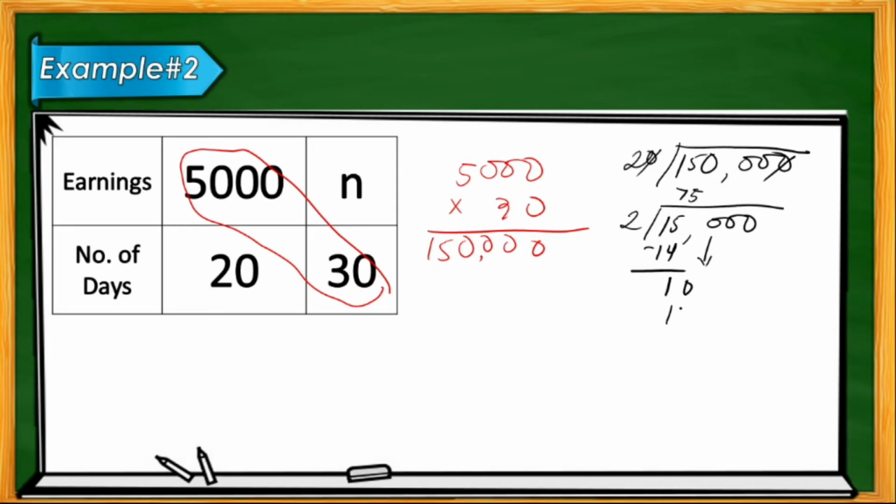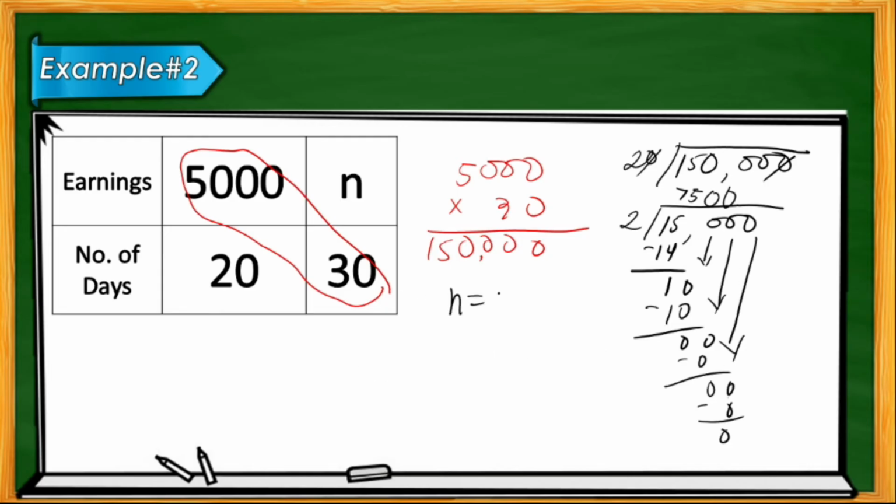5 times 2, the answer is 10. 0. Bring down 0. 0 divided by 2, the answer is 0. 0 times 2, the answer is 0. Then bring down another 0. 0 divided by 2, 0. 0 times 2, the answer is 0. So the answer, so n is equal to 7,500 pesos. So this would be the earnings for 30 days.